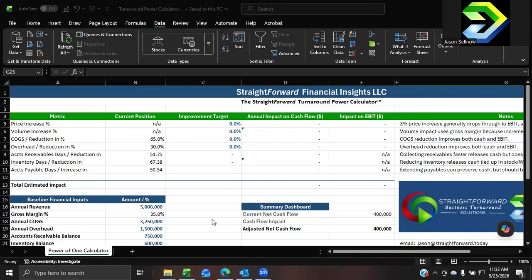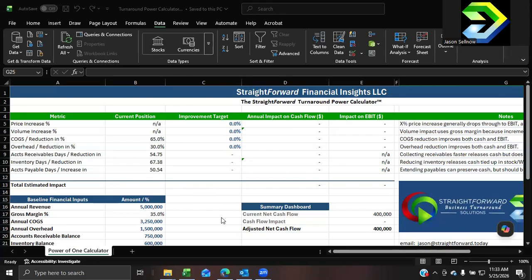Now, it's not meant to replace a full turnaround plan if that's where your business is at. It's meant to start the right conversation, which is, where is cash hiding in your business and what can we do about it? I personally feel like this is the most powerful tool yet we have for our clients and for our followers on social media.